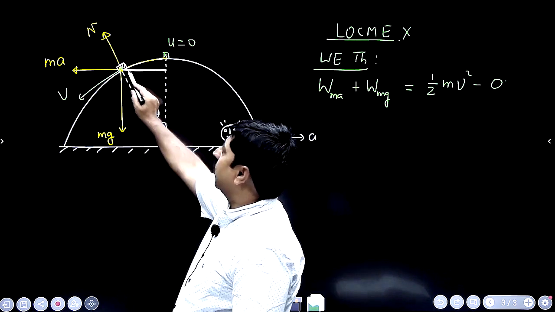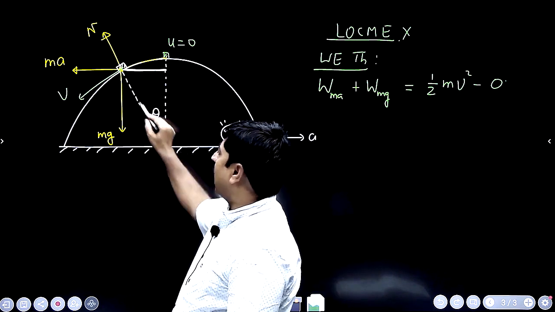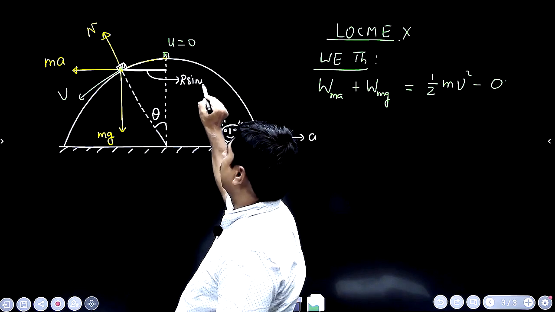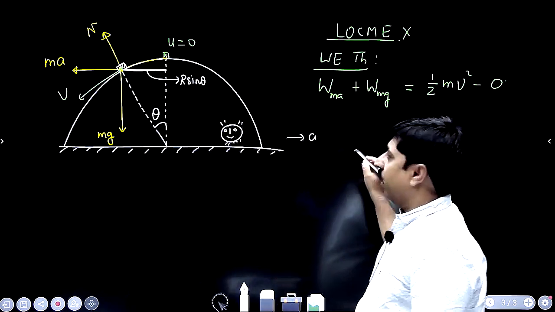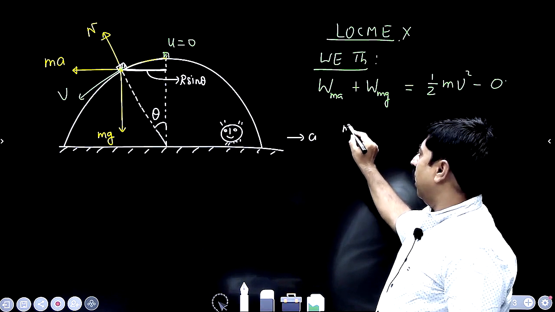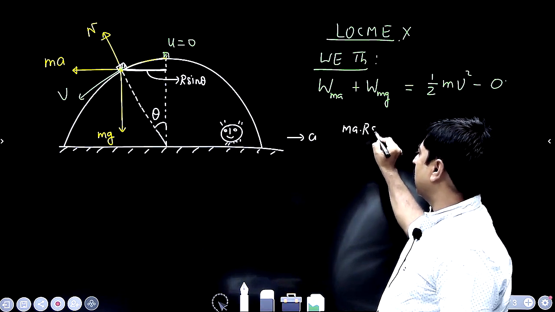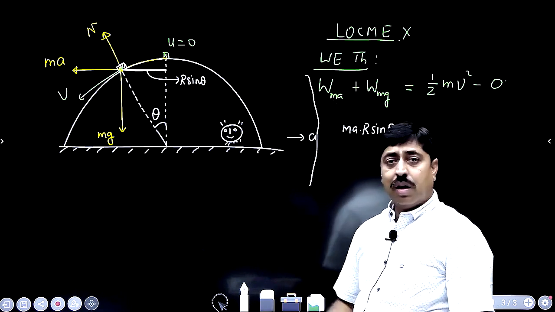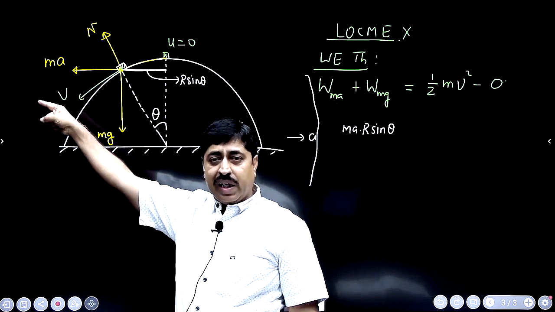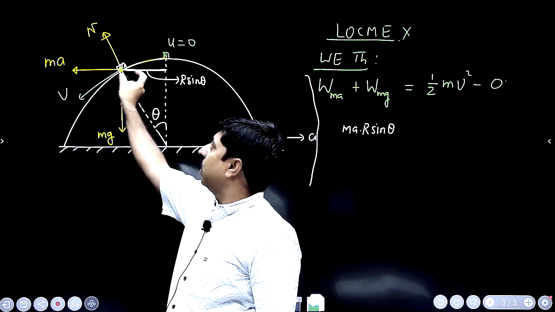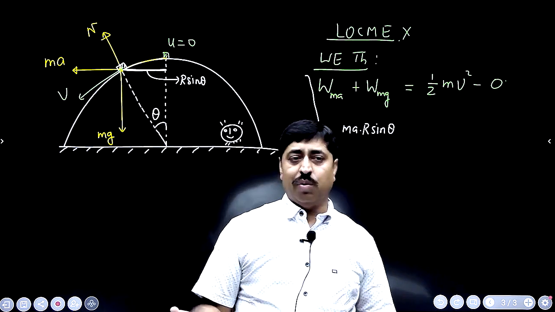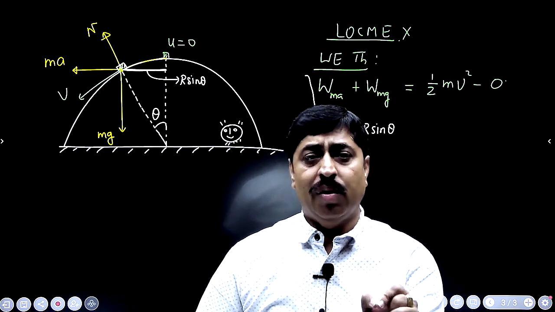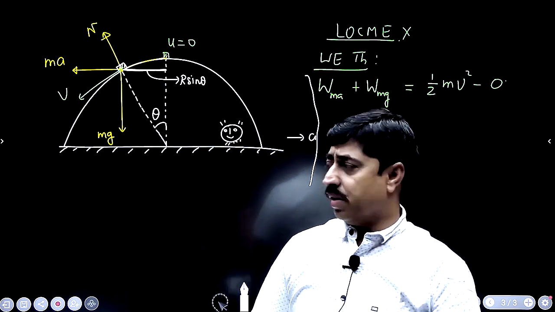So, what is this displacement? If this length is r and this is theta, this is r sin theta. So, work done by Ma will be, remember, Ma into r sin theta. It is positive because force Ma is acting in that direction and this horizontal displacement has happened in that direction only. So, work done by Ma force, pseudo force, is Ma into r sin theta. I hope you all understand this.